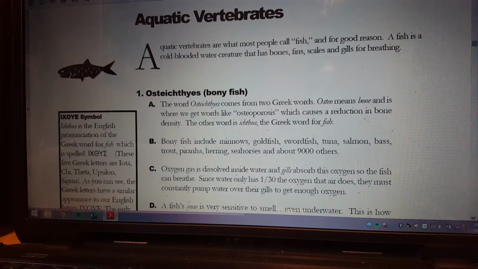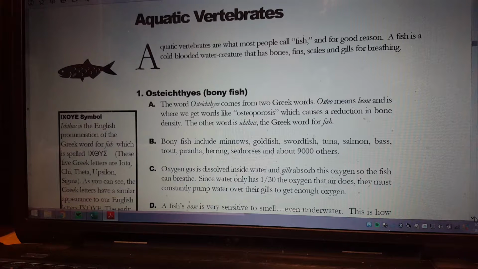And then we'll begin with the bony fish, and I won't even try to pronounce the O word, but number 1 is the bony fish. The word, oh boy, I will try to pronounce it, Osteichthyes, comes from 2 Greek words. Osteo means bone, and is where we get words like osteoporosis, which causes a reduction in bone density. The other word is ichthys, the Greek word for fish.